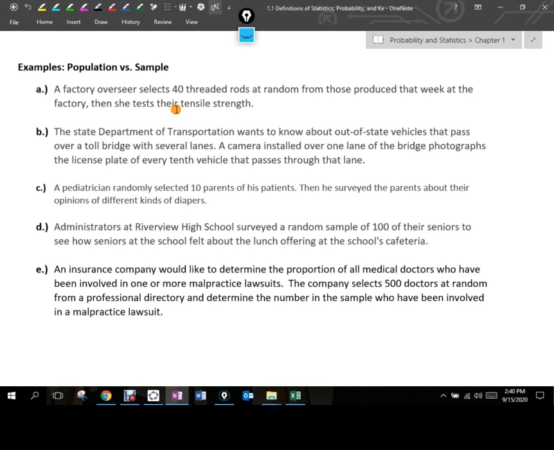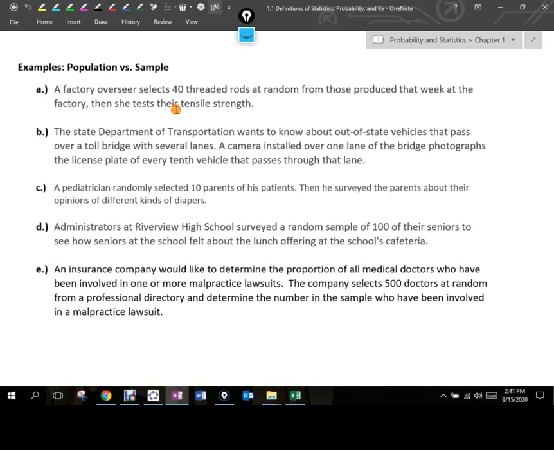Okay, what's the population in that scenario? Yeah, all out-of-state vehicles. Okay, and it's going to be in this situation because we're narrowing our focus. It's all out-of-state vehicles that passed over that bridge, right?